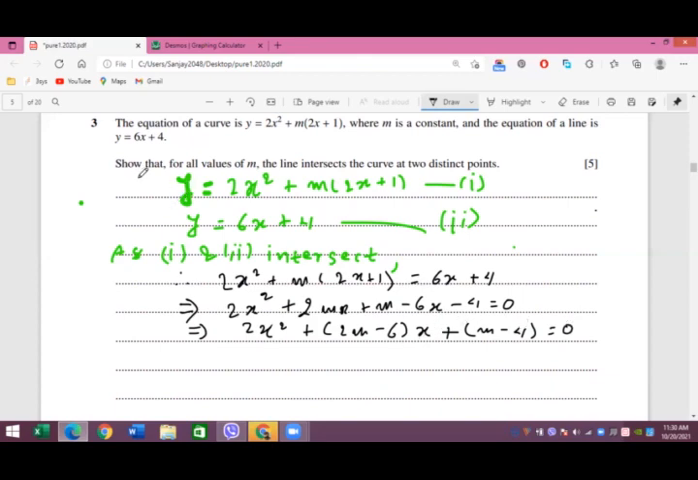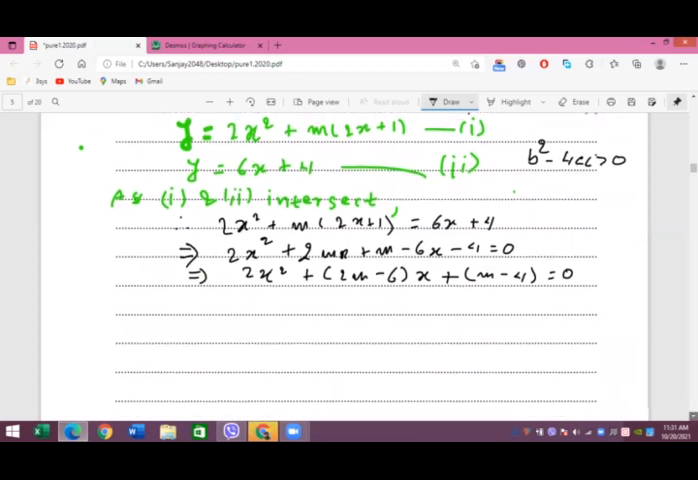Now let's see here, it said that for all the values of m, the line intersects the curve at two distinct points, and the condition for two distinct points is that b squared minus 4ac is bigger than 0. In that case, yes, you can say that there are two roots, and hence the line intersects the curve at two distinct points, because we have taken this from the given condition. So let's see now here.